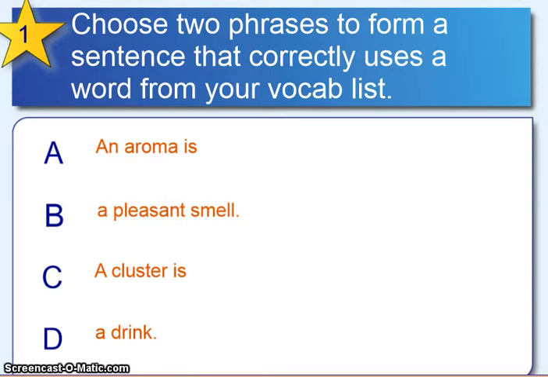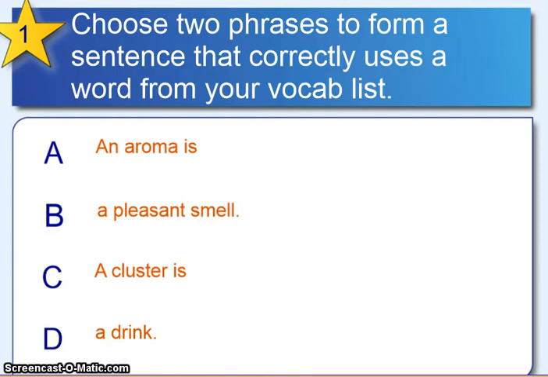An aroma is a pleasant smell. Well, I know that that works. Let me see if there's anything better though, just to make sure. An aroma is D, a drink. That's definitely not going to work. What about C? A cluster is B, a pleasant smell. That's definitely not going to work. Or D, a drink. Definitely not going to work.